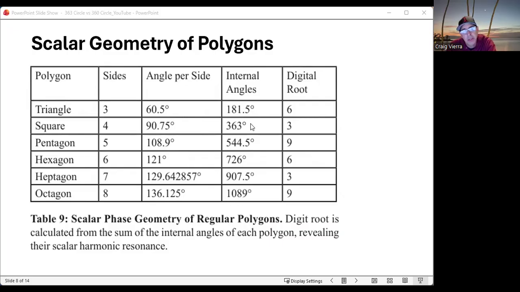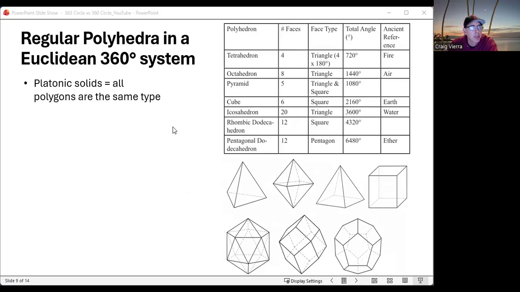And you can see that they are phase shifted relative to the Euclidean geometry. And then we can also look at the digital roots of these, and you'll see they're going to follow the 3, 6, 9.